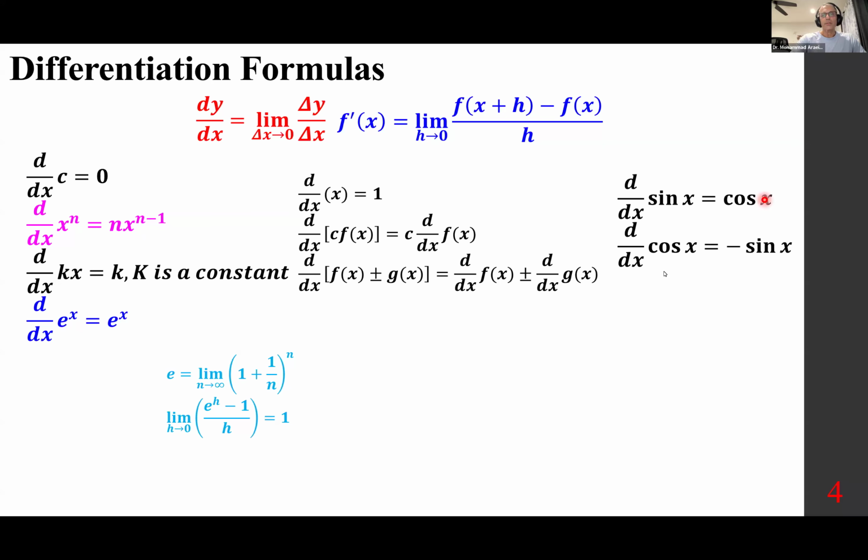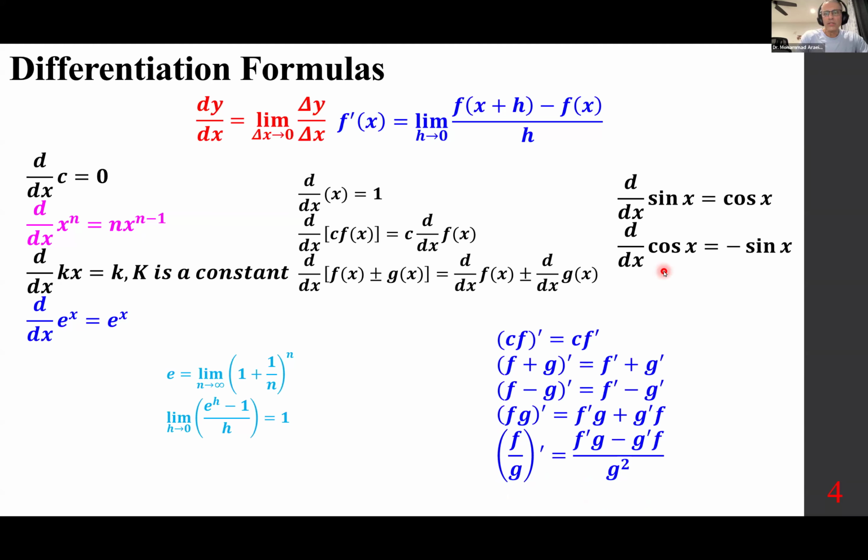The derivative of sine is cosine. The derivative of cosine is negative sine. And over here, I want to mention just two of them. This is the shorthand notation for the product rule, and this is for the quotient rule. (fg) prime is f prime g plus g prime f, and (f over g) prime is f prime g minus g prime f, over g squared.